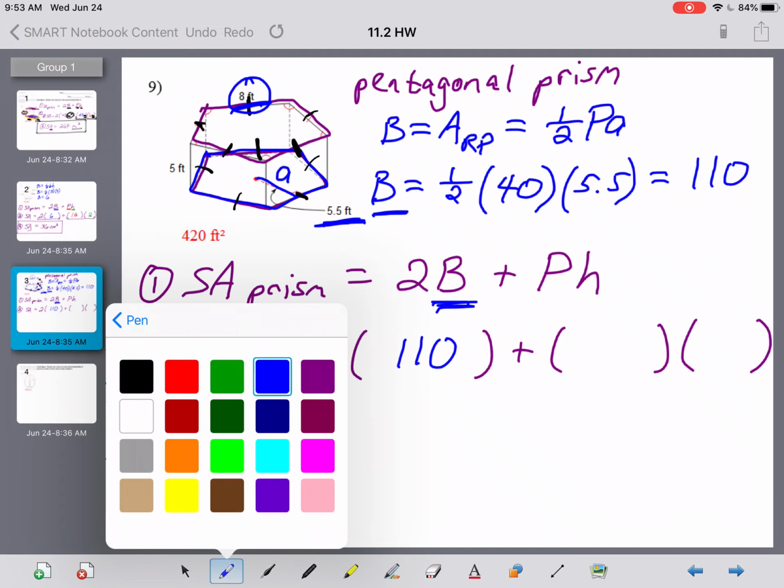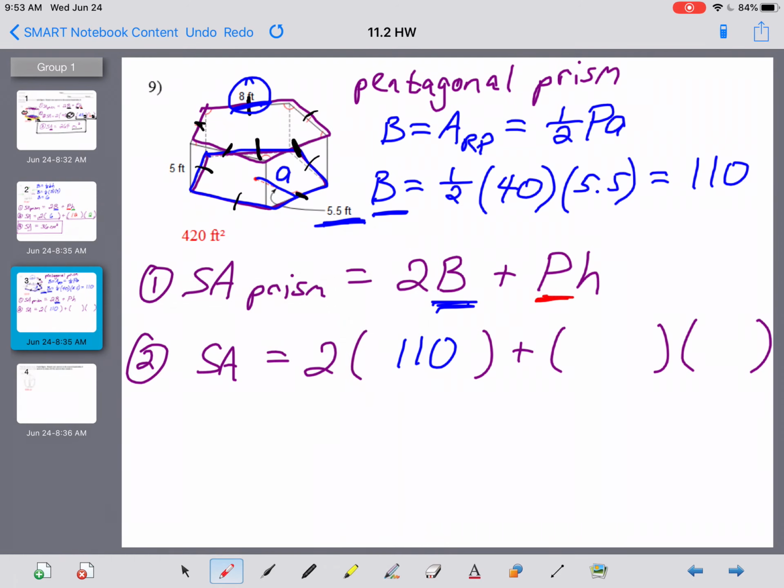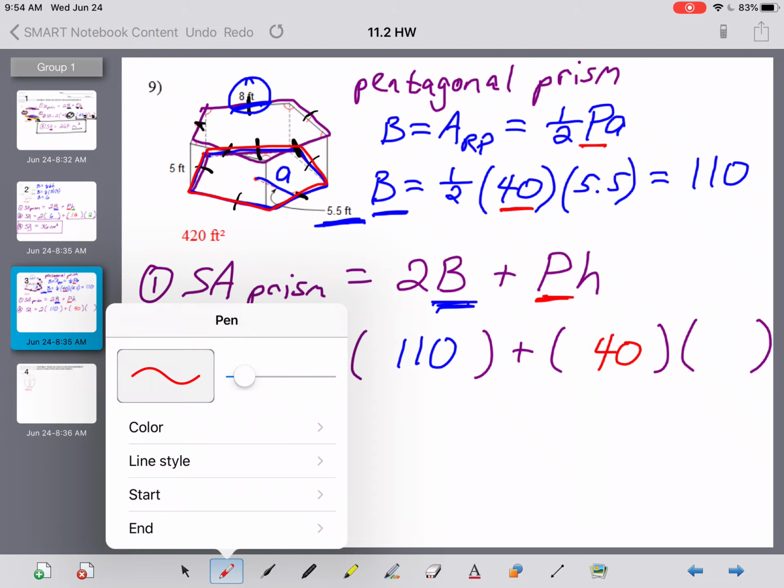Let me switch to, I think I did red next. Capital P for perimeter of the object right here. Again, it's perimeter of the base. Well, if we're looking at the same pentagon down there on the bottom as our base, that's going to be exactly the same perimeter that we came up with right over here. 8 times 5 is going to get us 40 for the perimeter of our base.